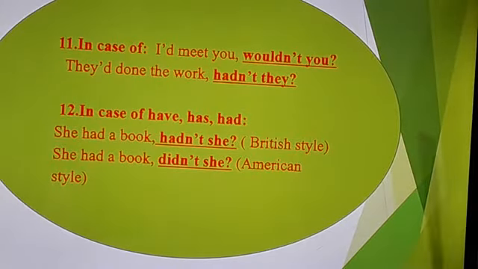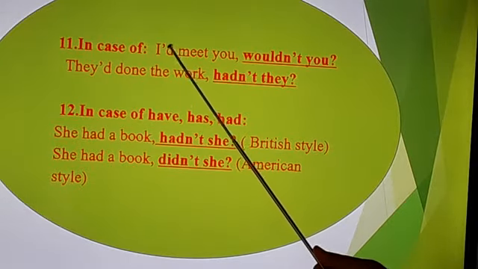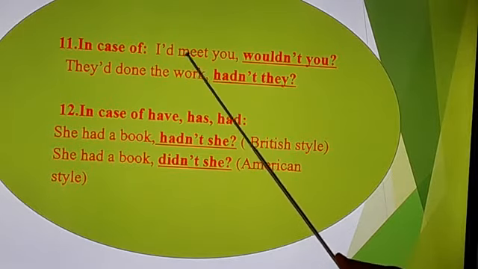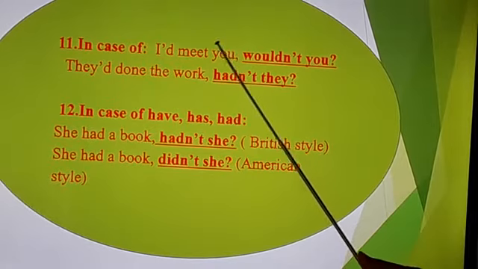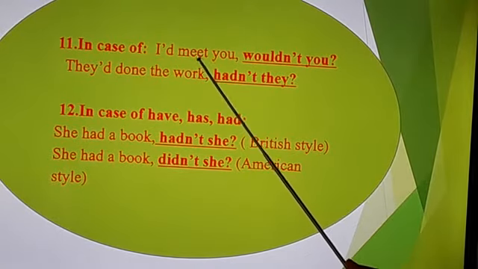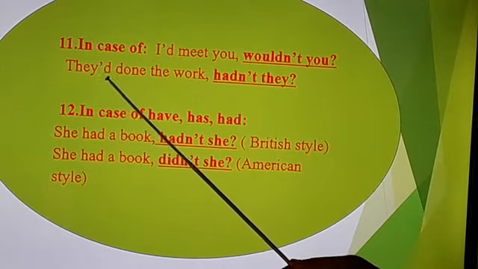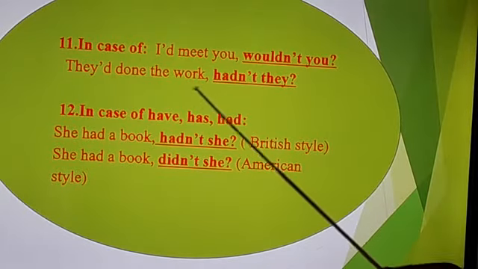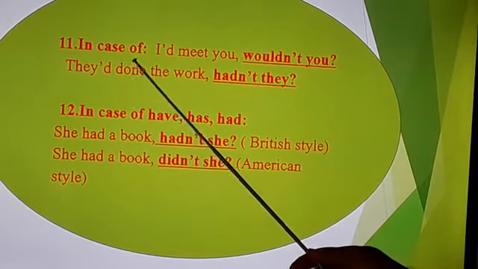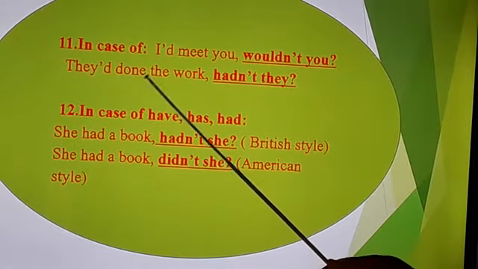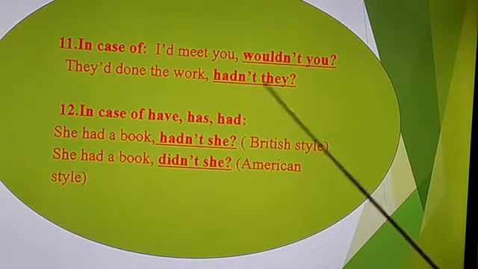Next, this is a very confusing rule for you. In case of I'd meet you, if we find an apostrophe and then D, you have to be careful: is it would or had? After would, there will be the base form of the verb, that is meet. I would meet you, that is, wouldn't you? And they'd done the work, and after D, you will find the past participle form of the verb. That is why that is had. They had done the work, hadn't they?